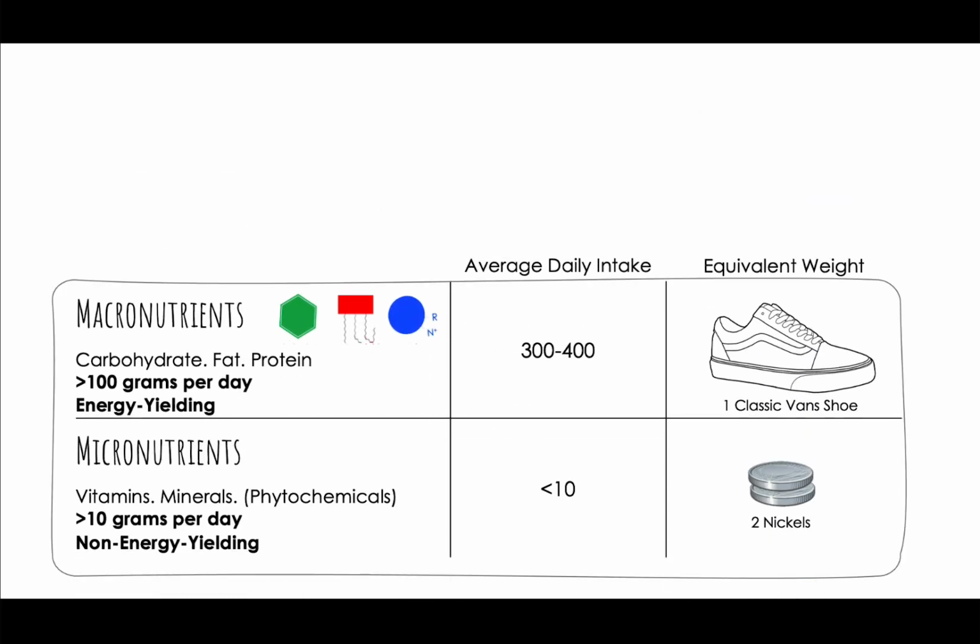Now, just giving you an idea of how much we eat per day, we eat about 300 to 400 grams of macronutrients. We eat only about 10 grams or less of micronutrients, which is a very small amount. And altogether, we eat a couple pounds of food per day. So you can imagine that the rest of that is water. So 300 to 400 grams, which is about the size of a Vans shoe.